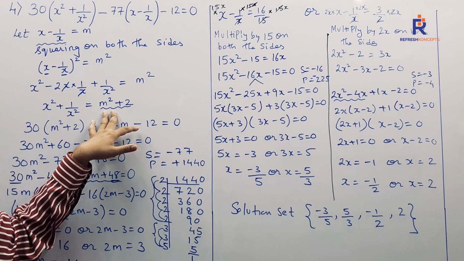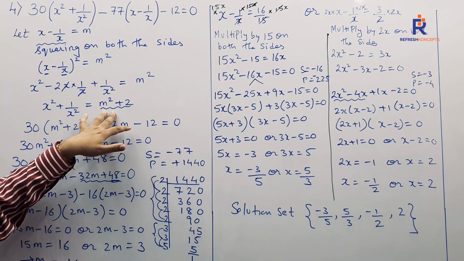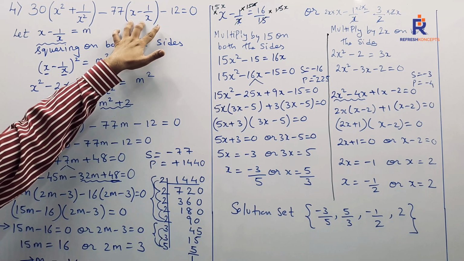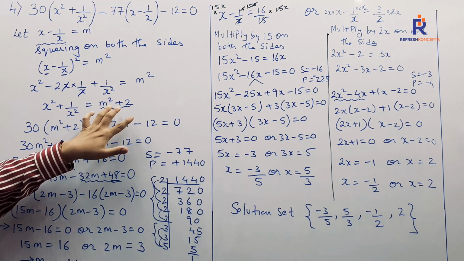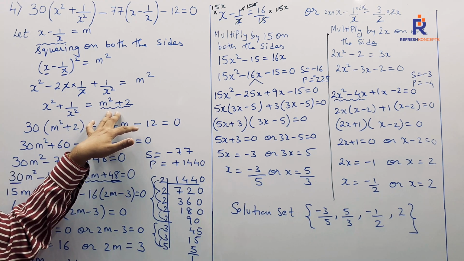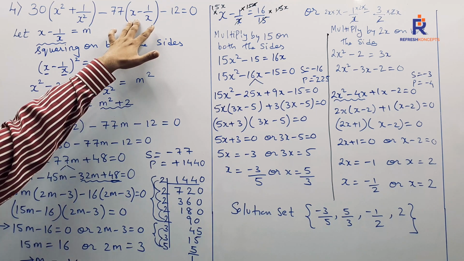Those students who are very intelligent might have this question going on in their mind right now: sir, what if we have x plus 1 by x? If we were to have x plus 1 by x, here it will be m square minus 2, and that's what we are going to see in our next question. The next question, instead of x minus 1 by x, will have x plus 1 by x.